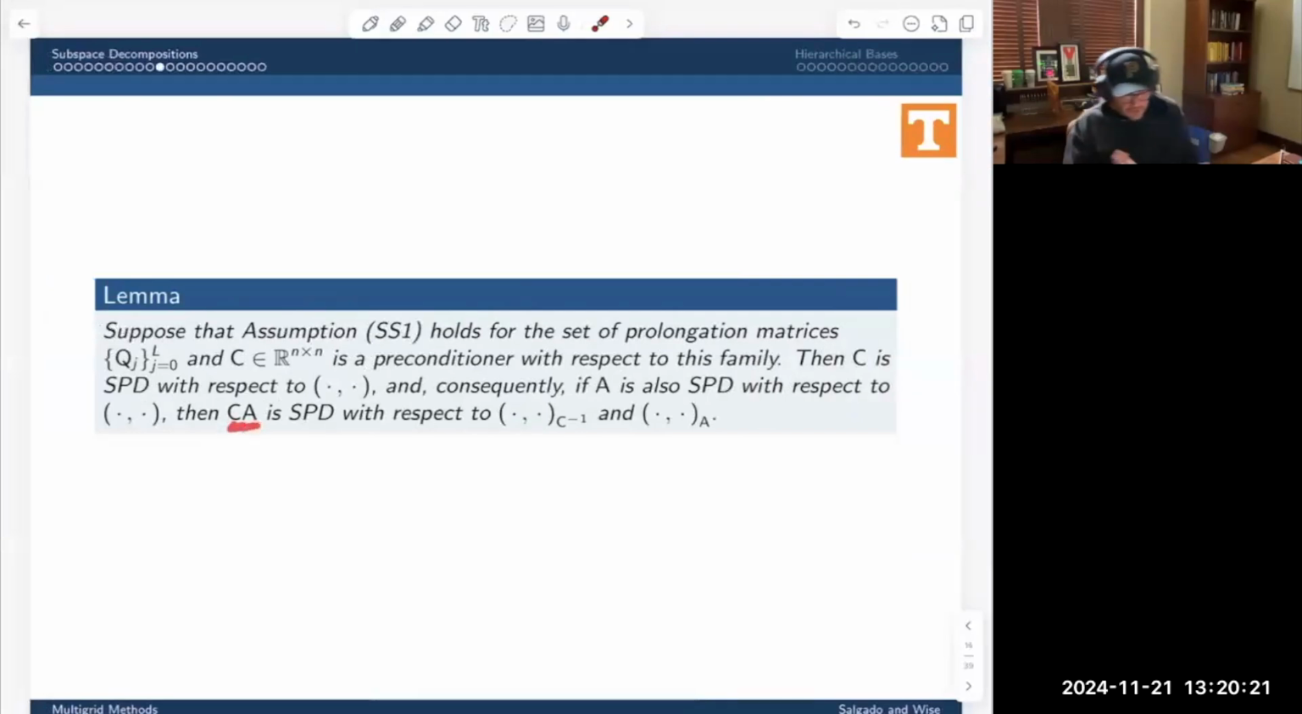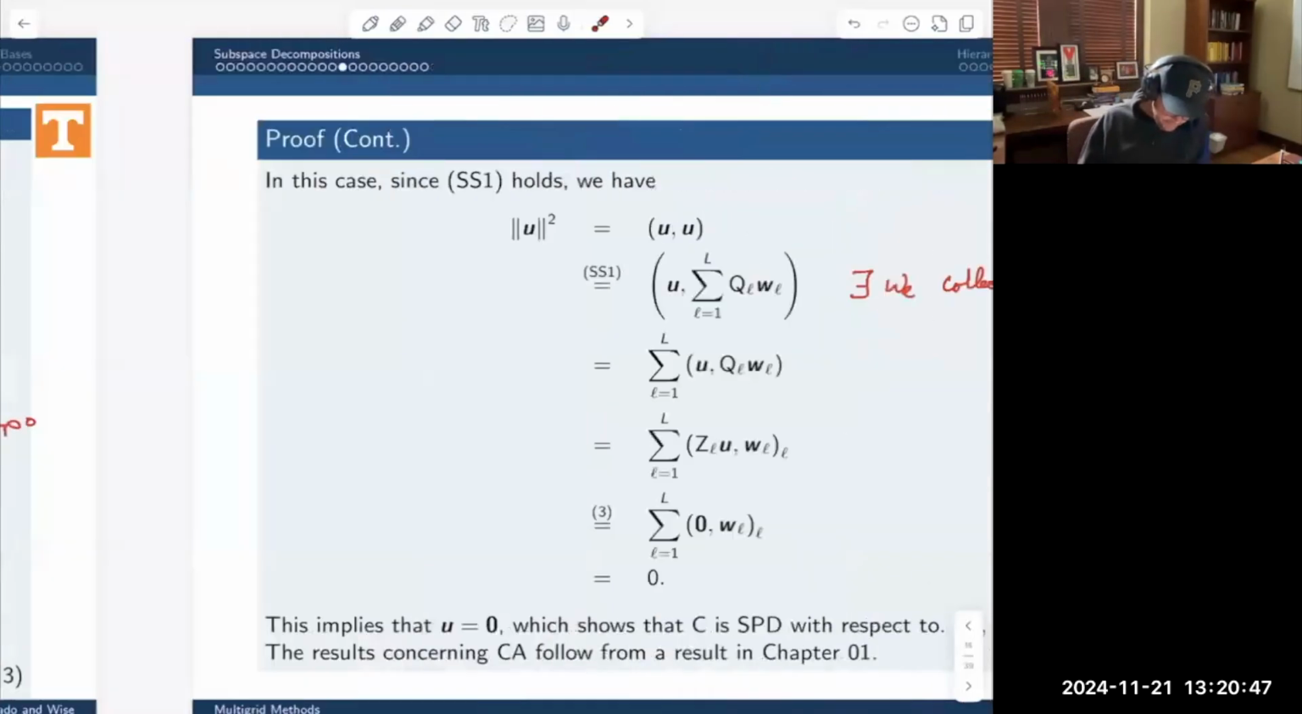So a product of 2 symmetric matrices is not even necessarily symmetric in the Euclidean inner product. So you have to go to another inner product if you want to make such a claim. Well, it turns out if I go to this inner product or this inner product, it happens to be true in both, that CA, this product, is SPD in both. And that was a very easy proof that you guys did way back in chapter 1. So that we get for free.